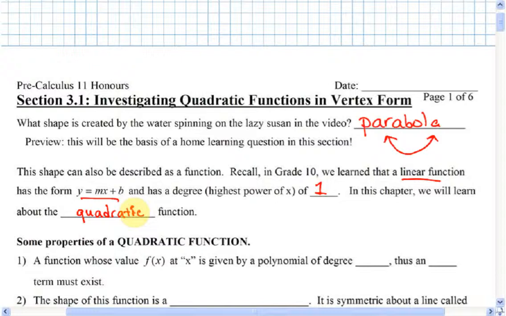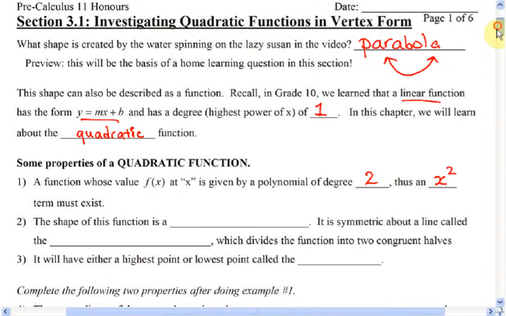Like what Katie predicted, let me tell you some properties of the quadratic function first. The first thing is this: it's a function of x that's given by a polynomial of degree 2, like what Katie said. Meaning there must be an x squared term. So you are more sophisticated now, you can do squareds. Okay? The shape of this function, I told you, is called a parabola.